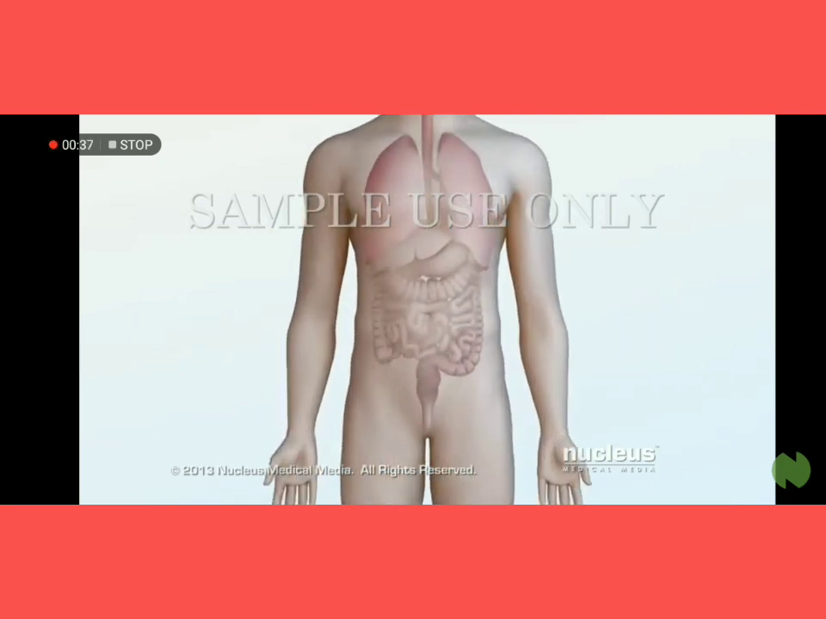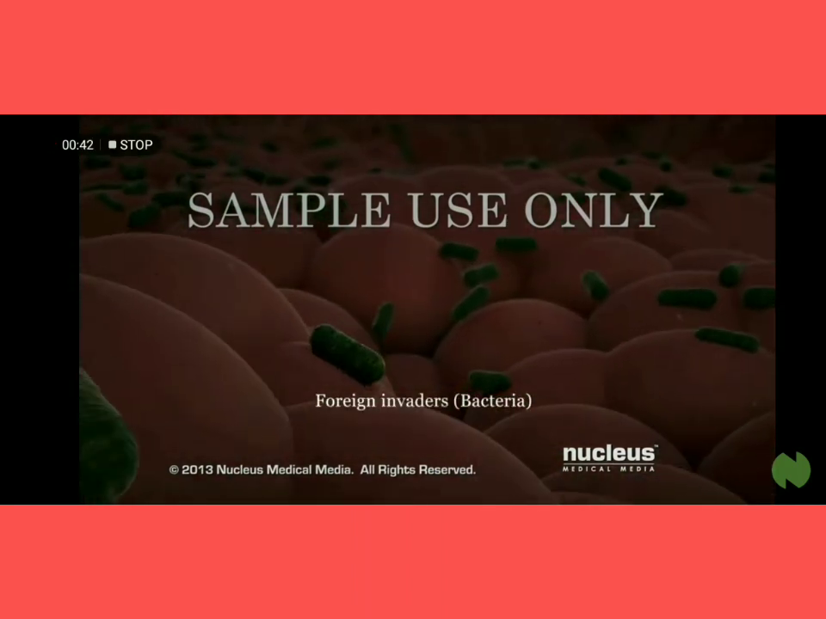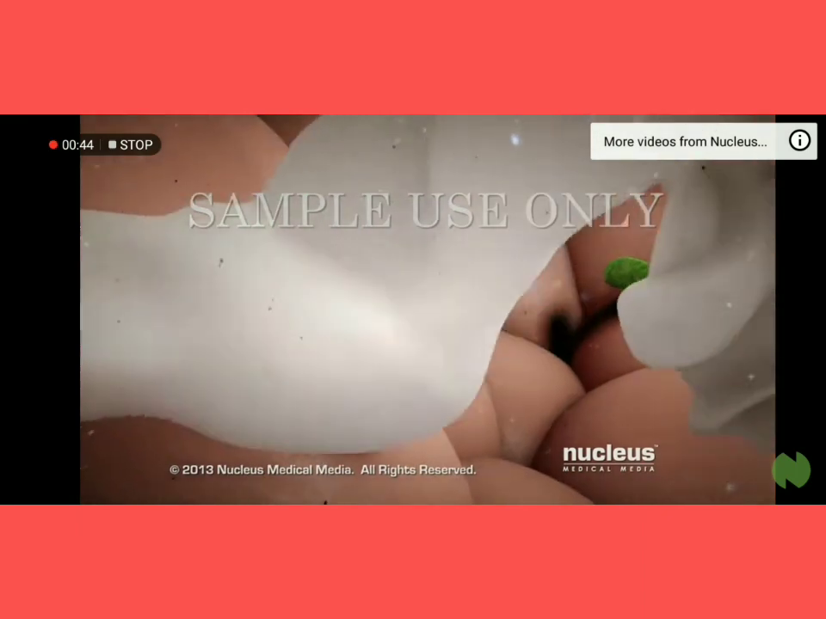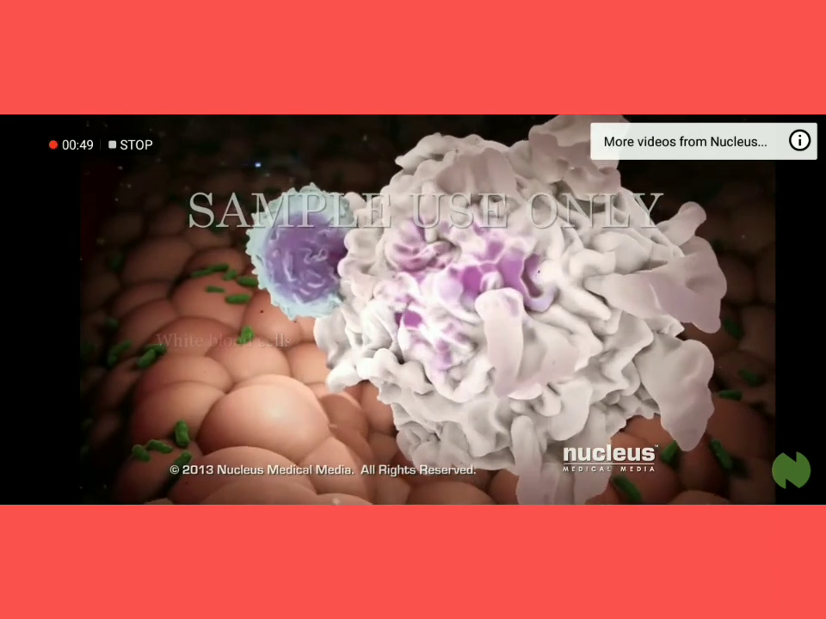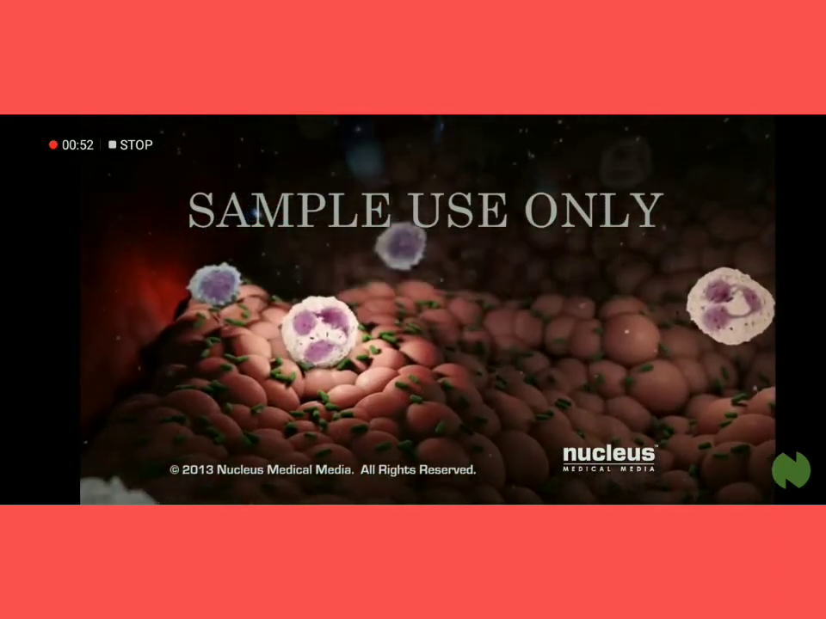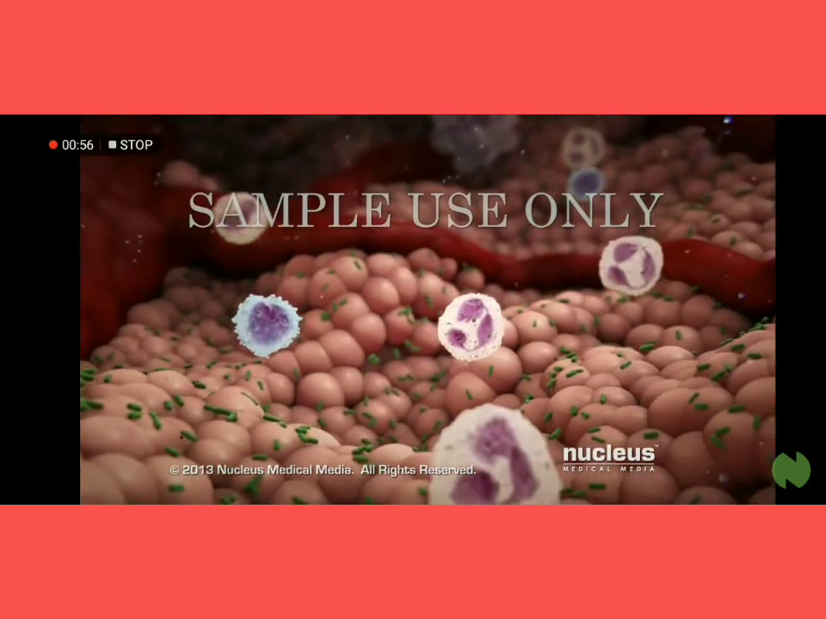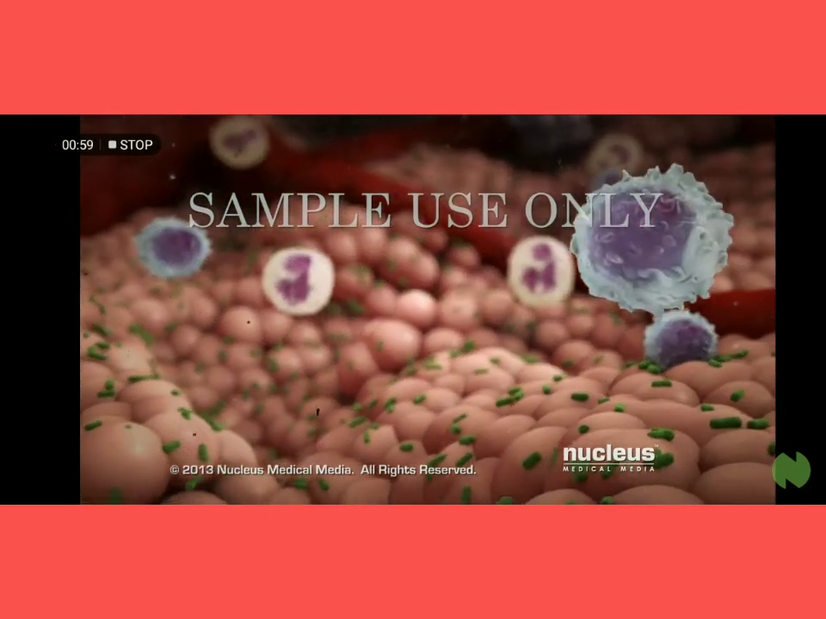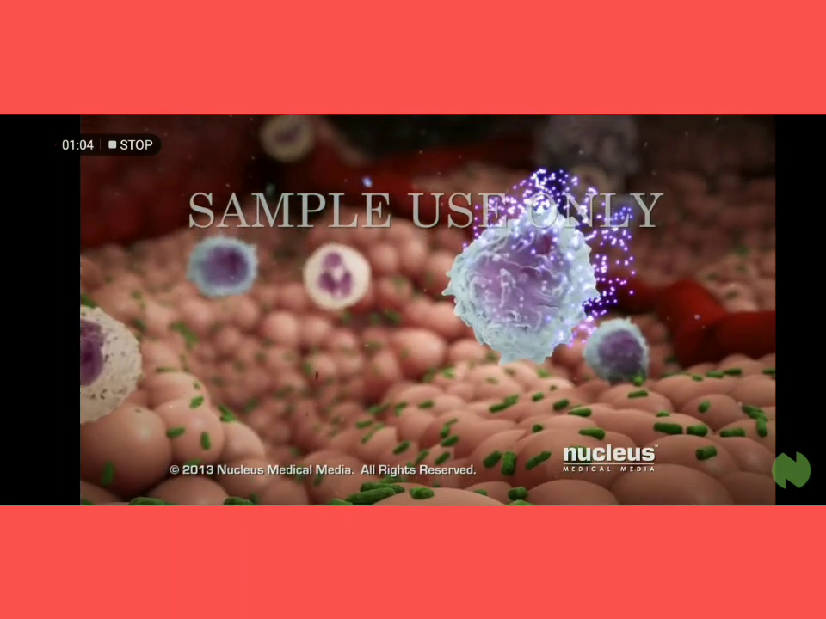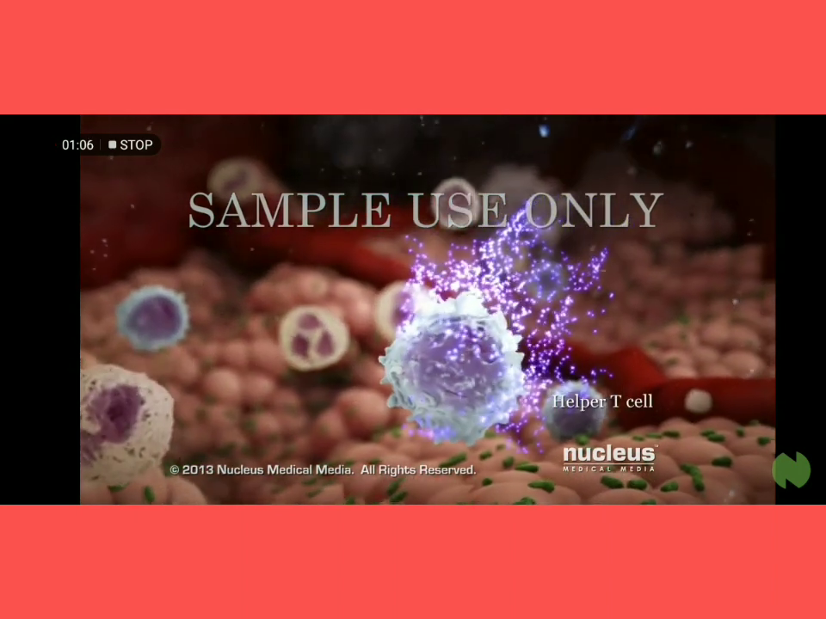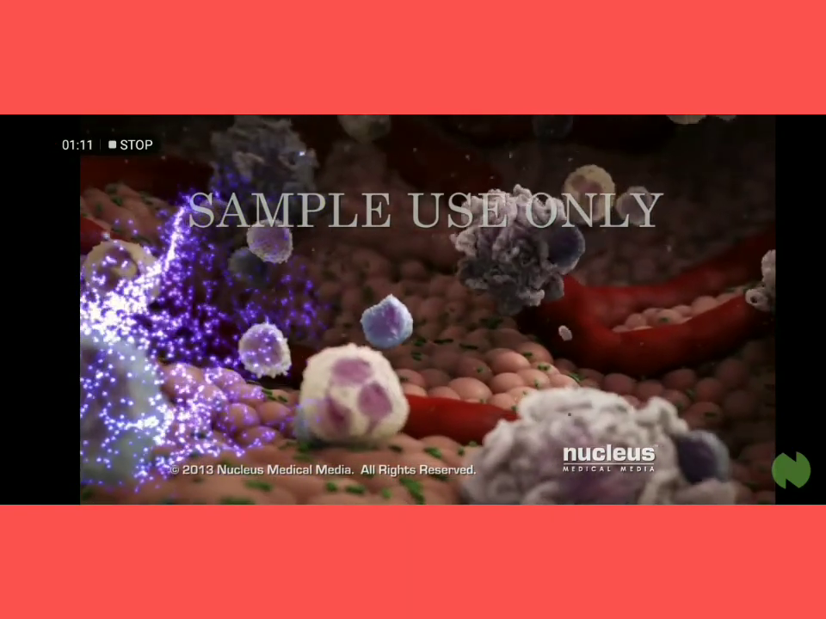When foreign invaders, such as bacteria and viruses, get into your body, they can cause infections. These events activate your body's defenses. The white blood cells of your immune system are part of your body's defenses. One type of white blood cell, called helper T lymphocytes, or helper T cells, strengthens your immune system's response to infection in two ways. First, helper T cells release chemicals that attract other white blood cells to the site of the infection.